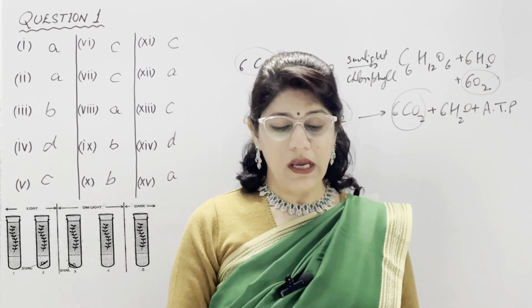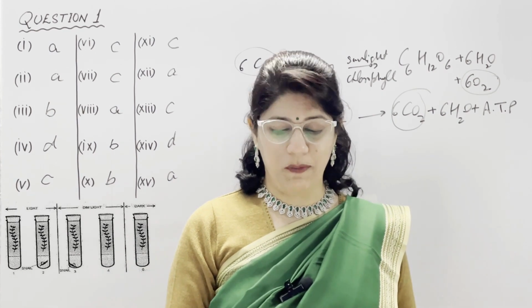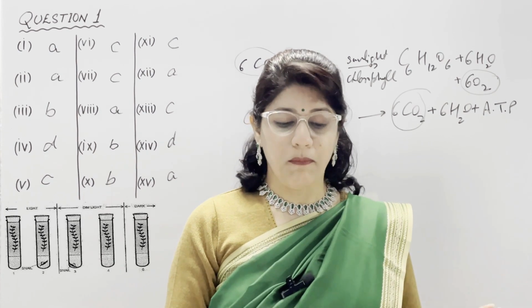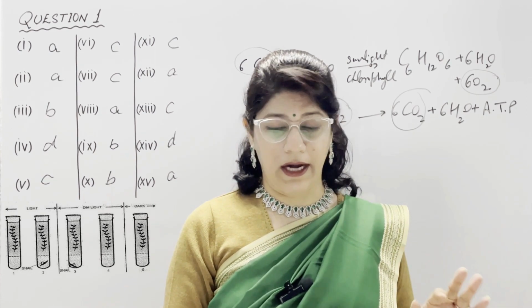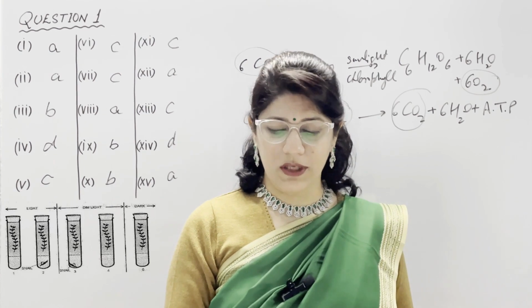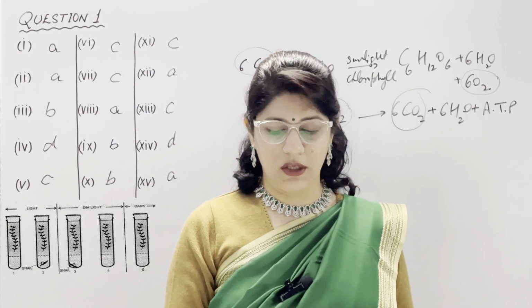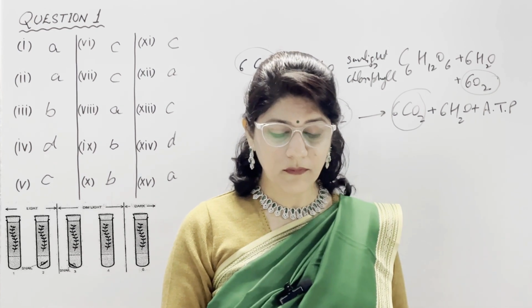In C part, in which of the test tube would you expect more oxygen? In test tube 1, because the plant is present in sunlight, and in the presence of sunlight, photosynthesis happens and the plant releases oxygen. So more oxygen is present in test tube 1.